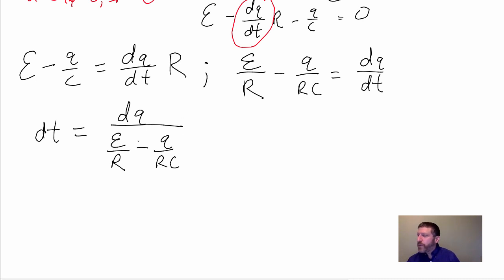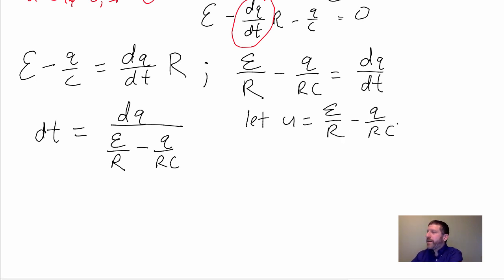But before I can integrate, I want to do some simplification here. Now, this is confusing to integrate, so some of you guys don't need to do this, but I do. I want to make this simpler because when we integrate, I want to integrate du over u and just have it be that simple. So I'm going to let u equal this whole mess, E over R minus Q over RC. You might notice, by the way, this E over R is the initial current. That's going to come in handy later.